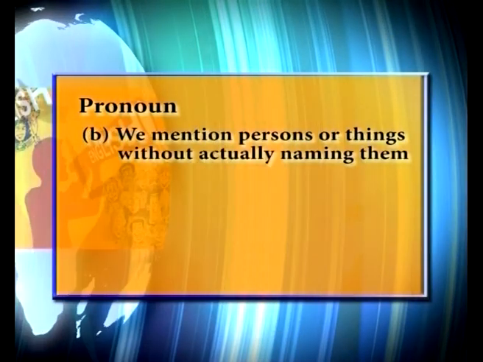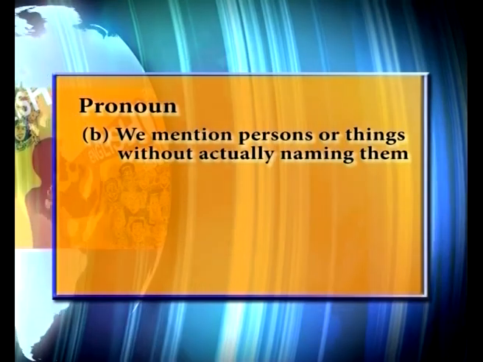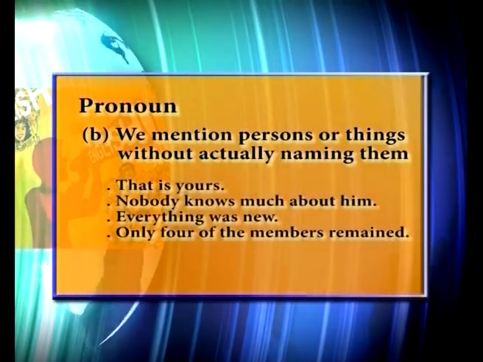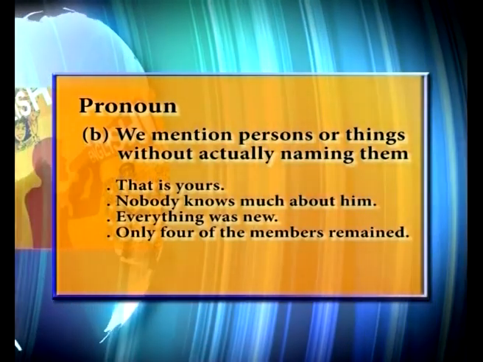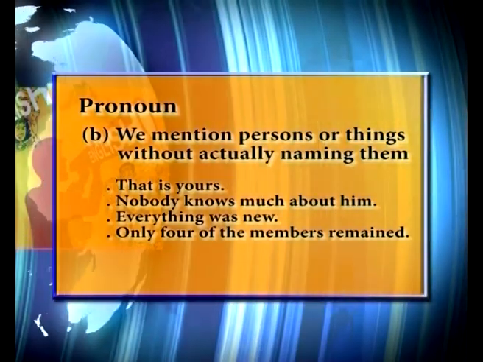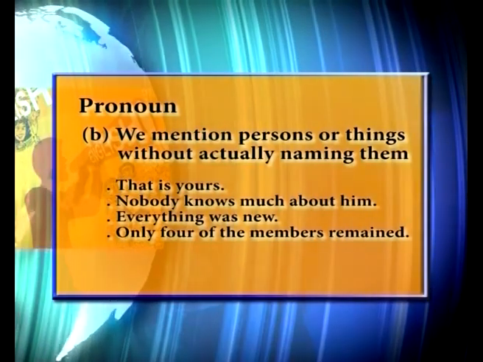Number two, we mention persons or things without actually naming them. That is yours. That might be, let's say, a book. It might be an apple, anything. Nobody knows much about him. Nobody can be anybody.